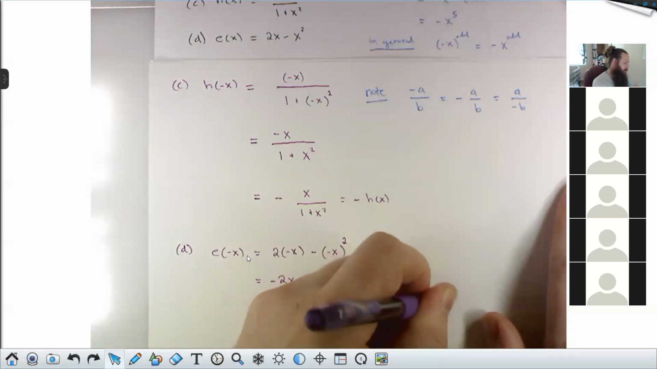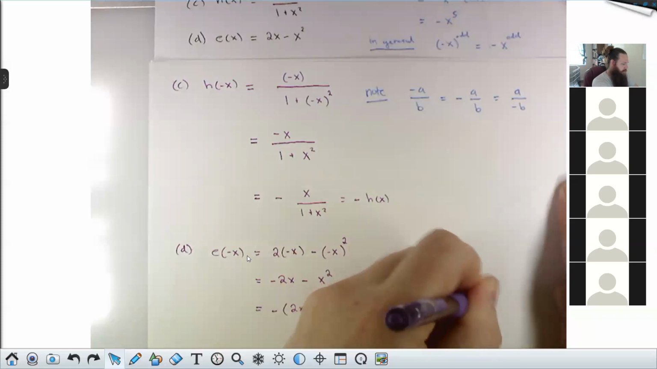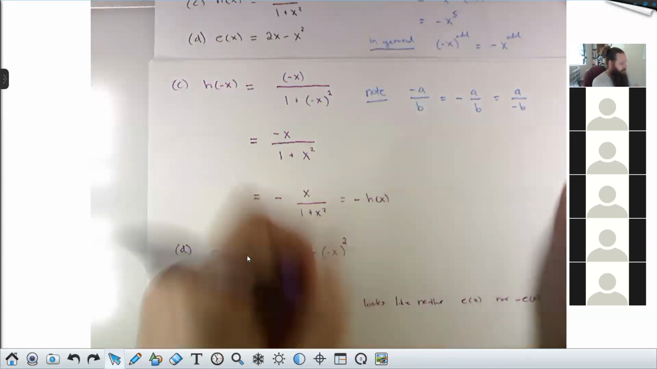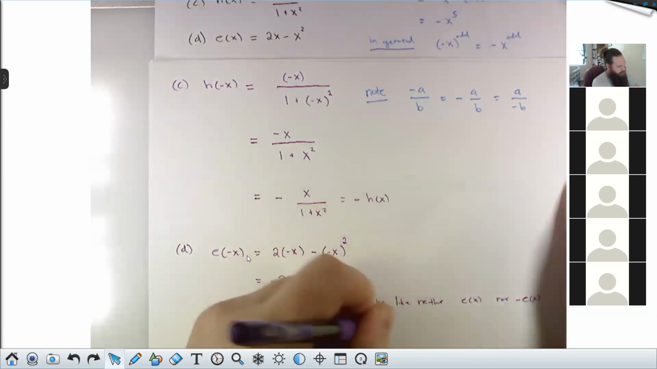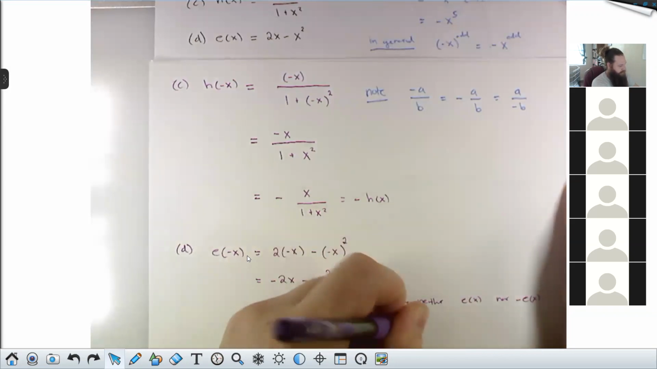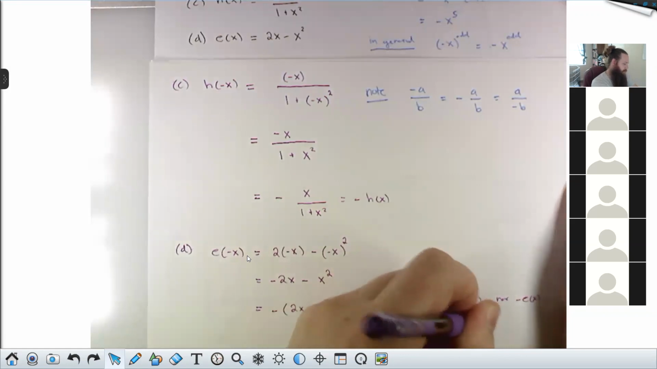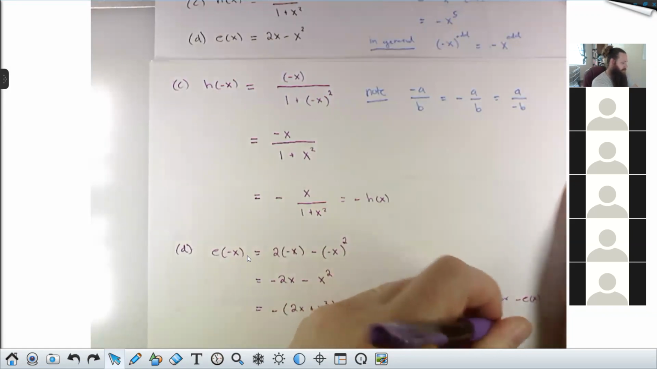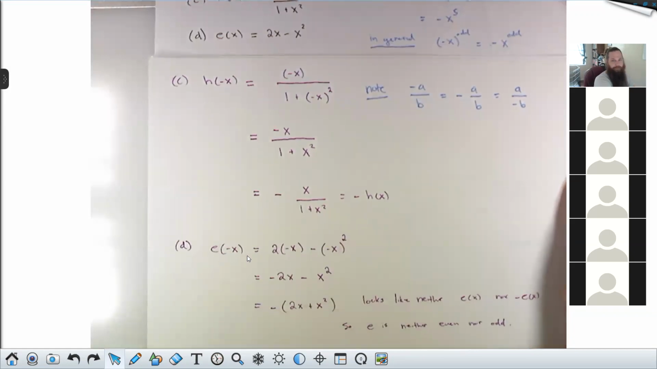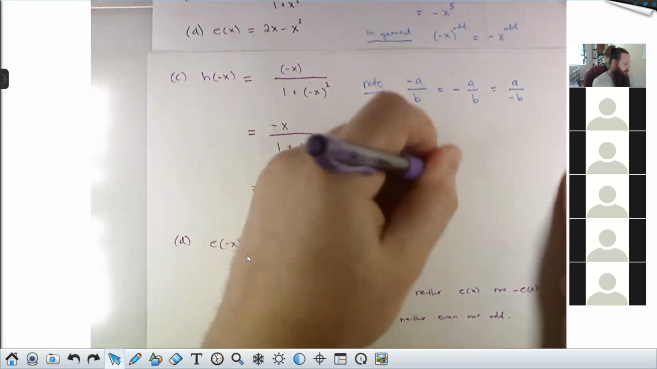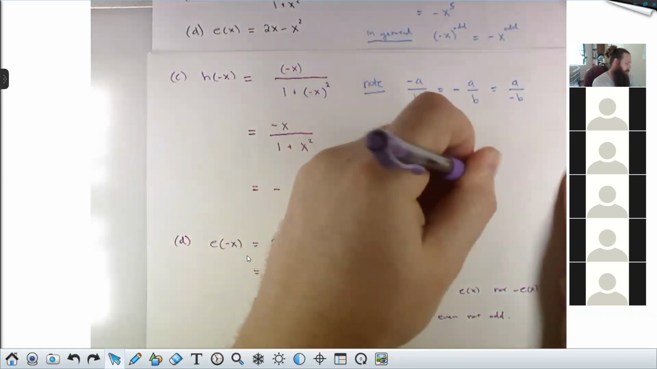This looks like neither the original function nor the negative of the original function. So E is neither even nor odd. I didn't write it down up here. So H is odd.